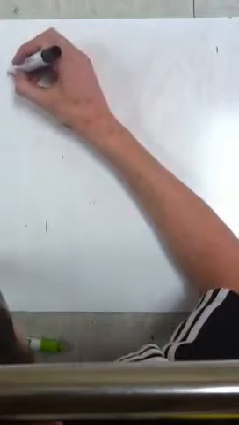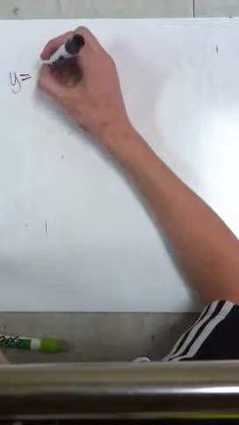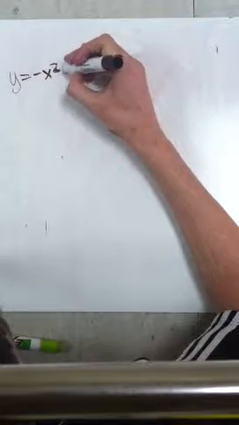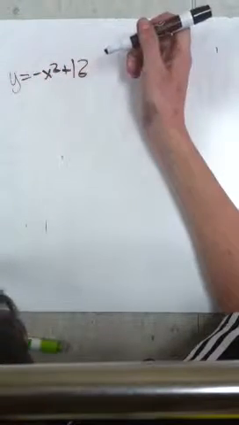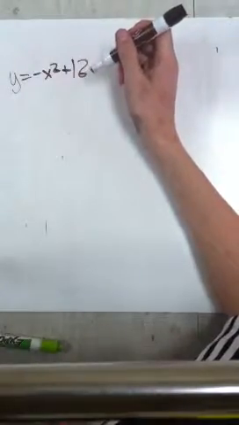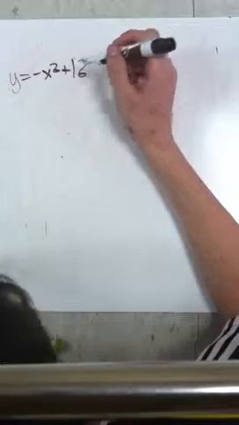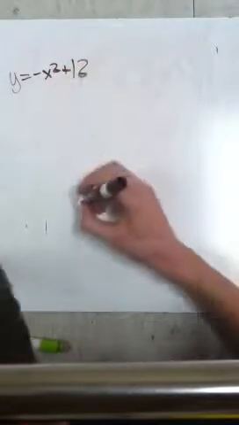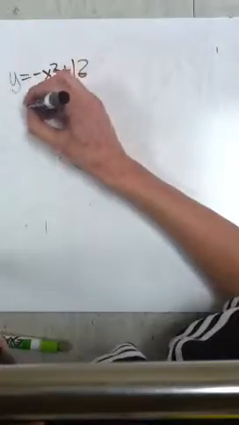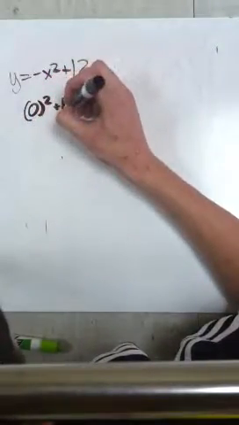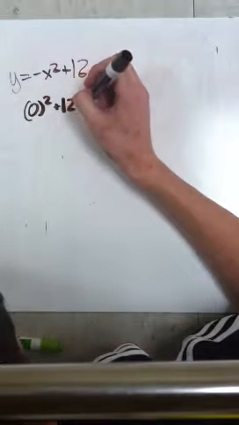The next equation is y equals negative x squared plus 12. So we're going to substitute 0. Negative 0 squared plus 12 equals 12.